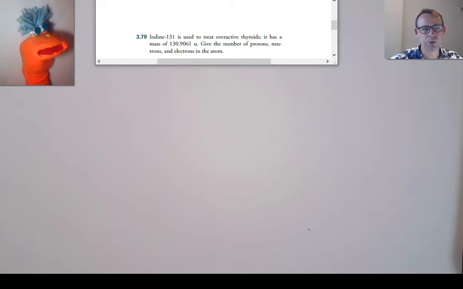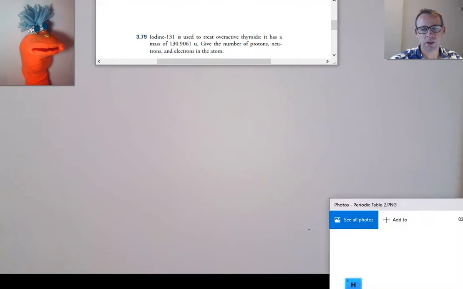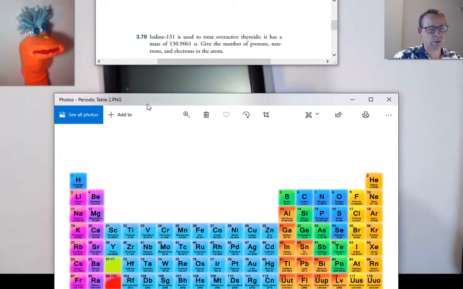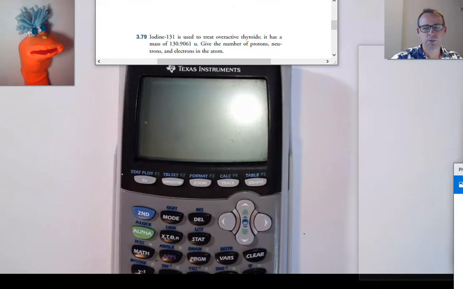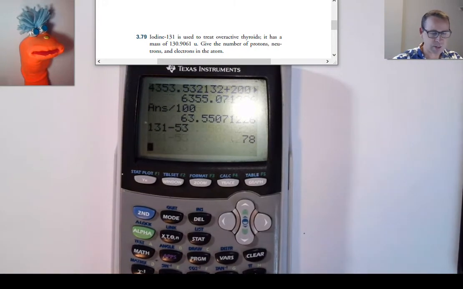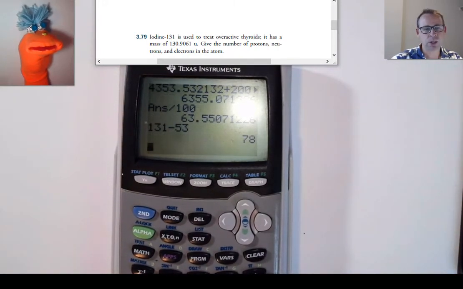131 is the what? That's the protons plus the neutrons, right? Right. So we get our periodic table. Iodine has 53 protons, right? That's right. So we have 53 protons. 131, that's the protons and neutrons. So minus the 53, and that's our number of neutrons.